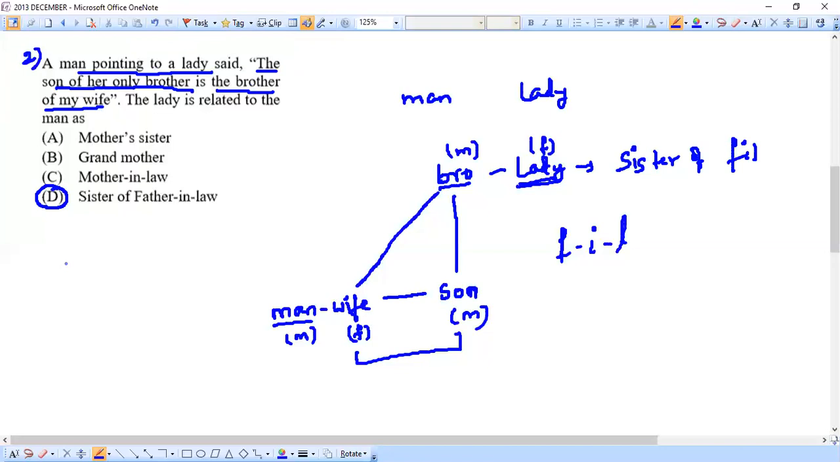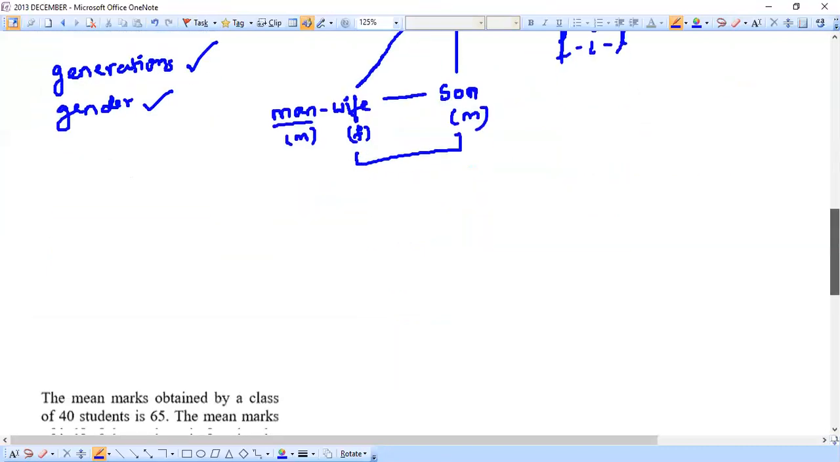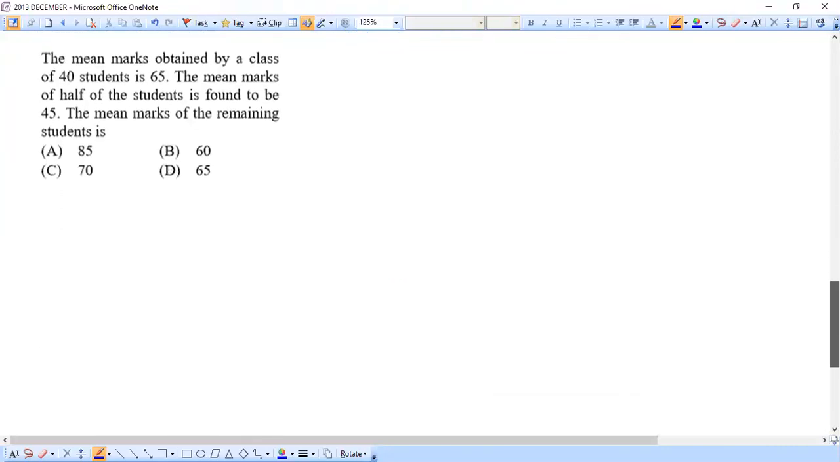We have already seen this. Once again, let me repeat it. Clearly specify the generations and also specify the gender. Okay, so these two things are really important. That would only help you to get the answer in a smarter way. And everything else is going to be very easy. It's a logic, that's it. Fine. Move on to the next question.